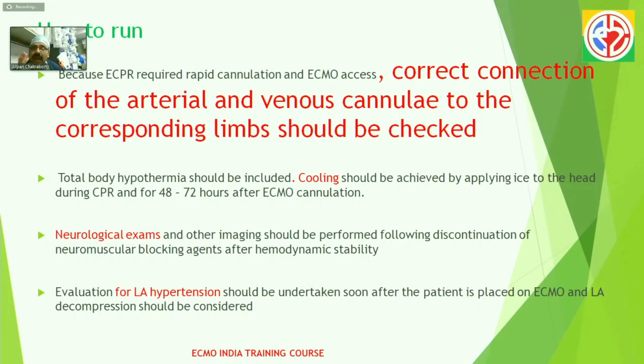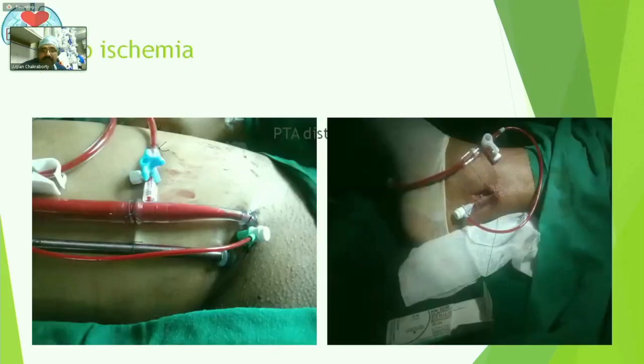And as soon as you go on ECMO, you can cool the patient for at least 48 to 72 hours for therapeutic hypothermia, total body hypothermia, to protect the brain, and you can apply some ice. Neurological exam or other imaging may be done some time after discontinuation of the neuromuscular blocking agent. And if you have LA hypertension, that means your LV is getting distended, you have to take care of that at that point of time.